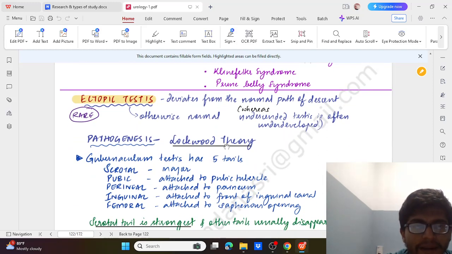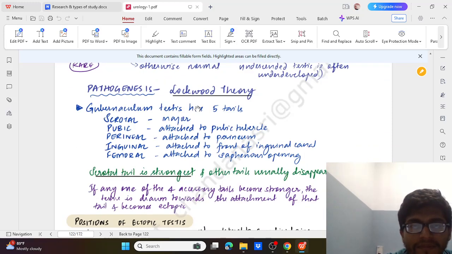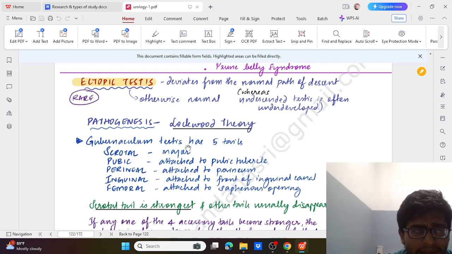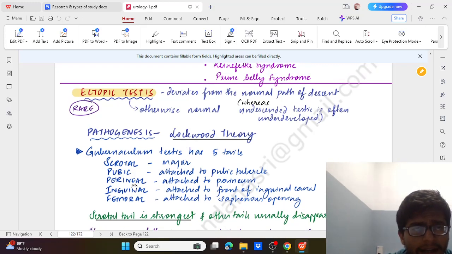Then we'll come to ectopic testis, that is if the normal path of descent is not followed and the testis is somewhere else, although it is otherwise normal. And in case of undescended testis, the testis is sometimes underdeveloped. The incidence of ectopic testis is very rare.